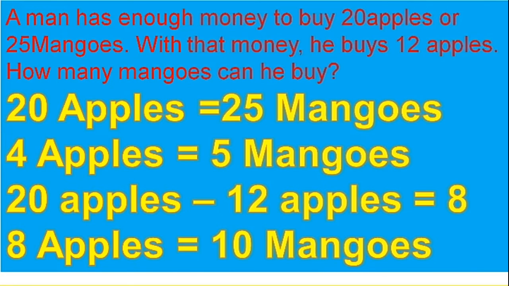So 20 apples, he has already bought 12 apples. 20 minus 12, 8 apples balance. But 8 apples equal to 10 mangoes, because 4 apples equal to 5 mangoes. So 8 apples equal to 10 mangoes.